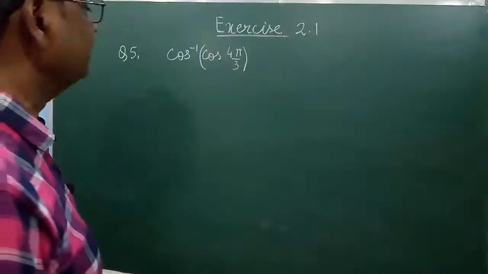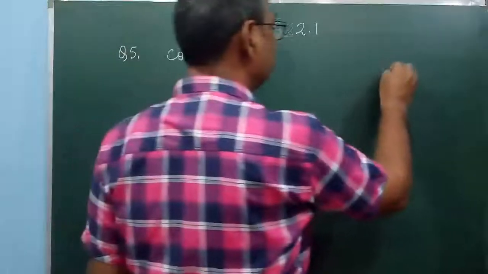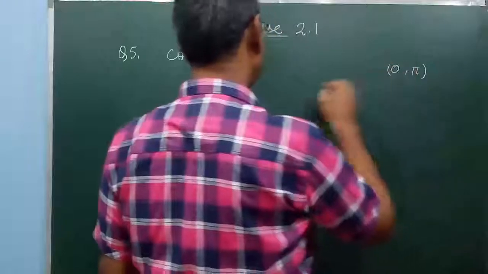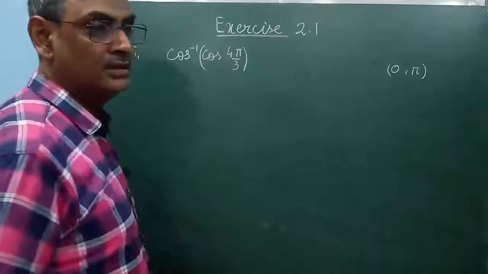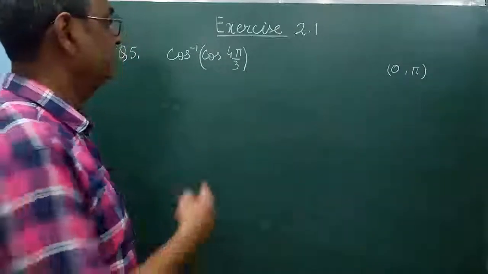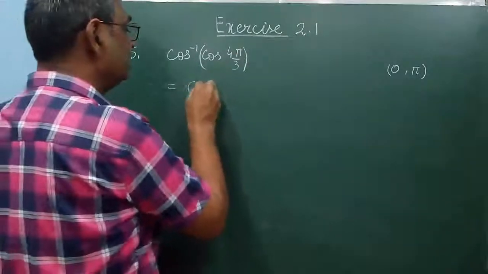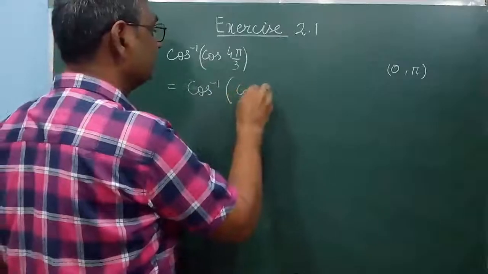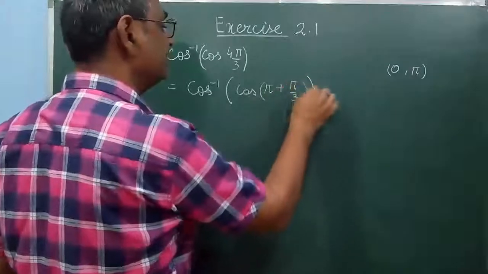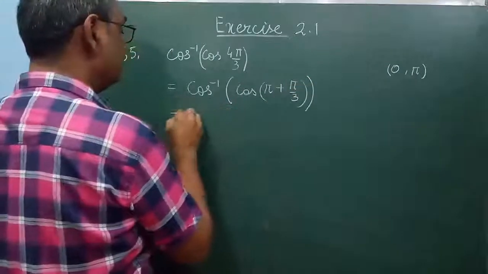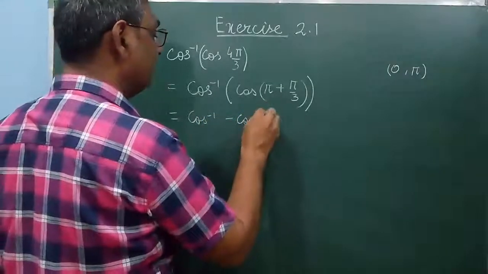Now here one thing we have to understand, the range of cos is 0 to pi, but this is more than pi. See here, 4 pi by 3. So what can we do? Firstly we have to write which quadrant it is. It is third quadrant, more than pi. So this is cos inverse minus cos pi by 3.